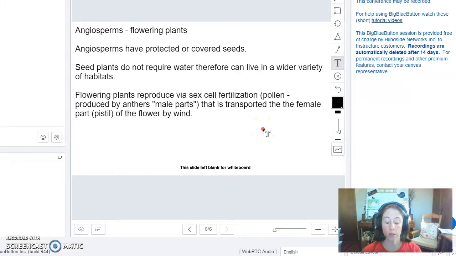The pollen is transported to the female part, the pistil. So we have our anther, which is our male part, and it produces pollen. Our female part, our pistil, has the ovary and the egg. The pollen has to reach the ovary and the egg within the female part. This can be done by wind, or by animals or insects. But in terms of transportation and fertilization, our pollen has to reach the female part of our plant for angiosperms to reproduce, to create flowers and fruits and vegetables and all of those things.